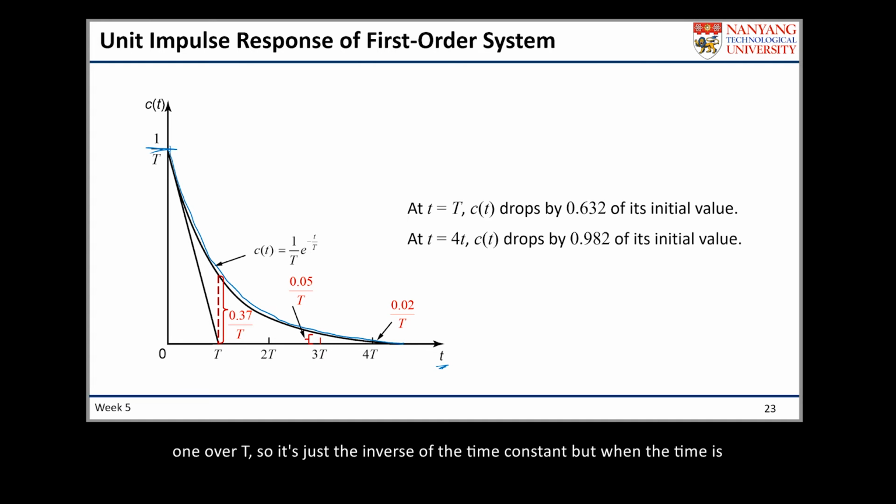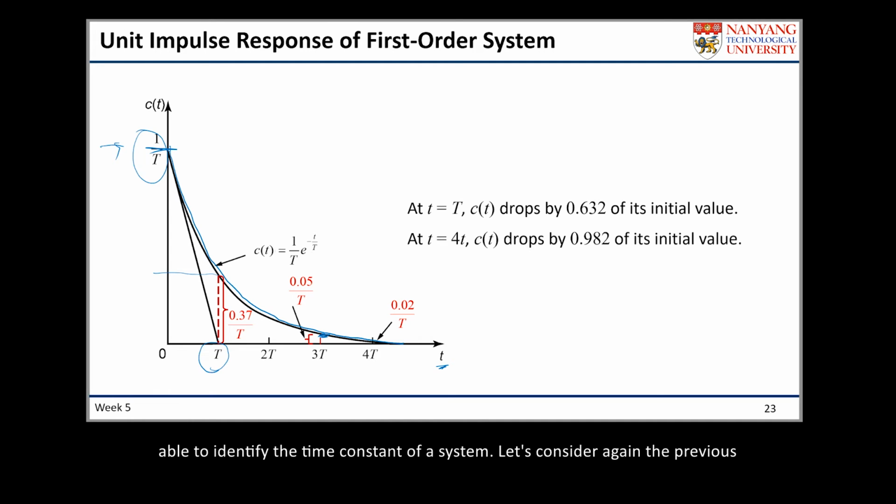But when the time is equal to the time constant, the response will be equal to 0.37 of the initial value. Same thing, when time is equal to 3 times the time constant, the height here will be equal to 0.05 of the initial value. So by looking at the impulse response, just like referring to the unit step response, you should be able to identify the time constant of your system.